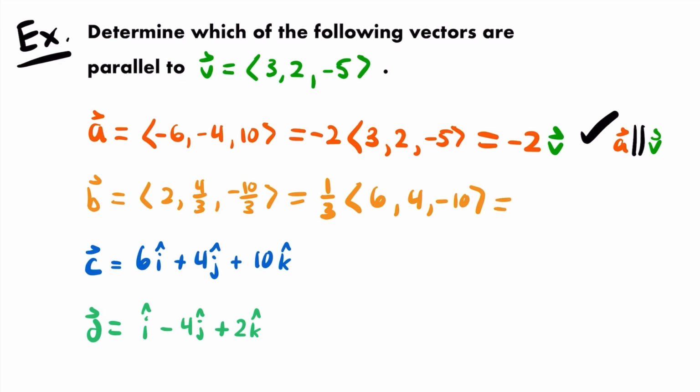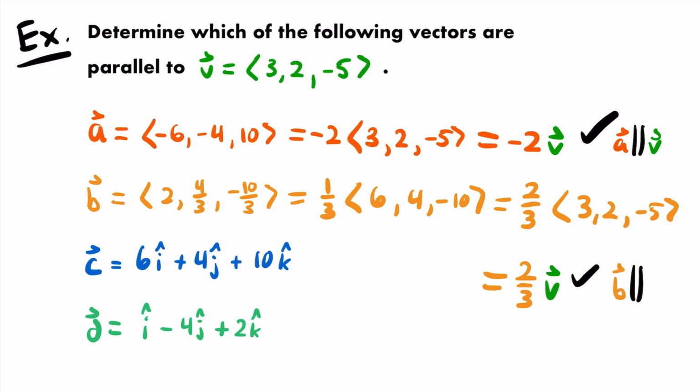If we do that, this will be equal to 2/3 times our vector, right? If we pull out 2 from these components, we'll have 2 times 1/3, which is 2/3, and we'll be left with 3, 2, negative 5. 6 divided by 2 is 3, 4 divided by 2 is 2, and negative 10 divided by 2 is negative 5. And if you look at our result here, we have 2/3 times the position vector of the point 3, 2, negative 5, which is the exact same as vector v. So vector b is equal to 2/3 times vector v, which means that it is a scalar multiple of vector v, and so vector b is parallel to vector v. They have the same direction.